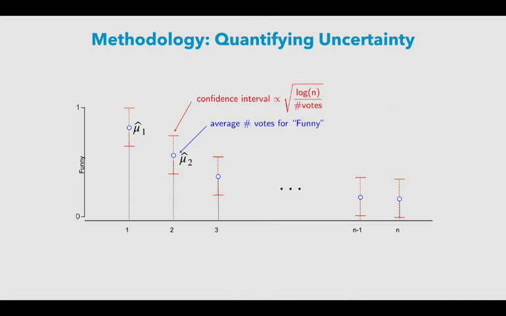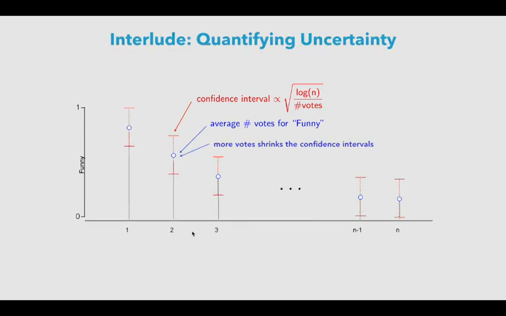The width of this confidence interval is proportional to 1 over the square root of the number of votes. And so this confidence interval is guaranteed to contain the true value, so this one will contain mu1 and this one will contain mu2. And critically, as my number of votes increases, these confidence intervals will shrink. So as I get more and more votes on each one of these arms, I know that I can estimate my mean better and better, and so my uncertainty goes down.